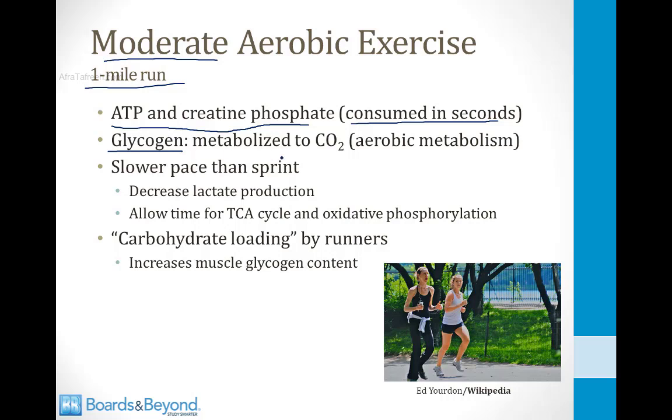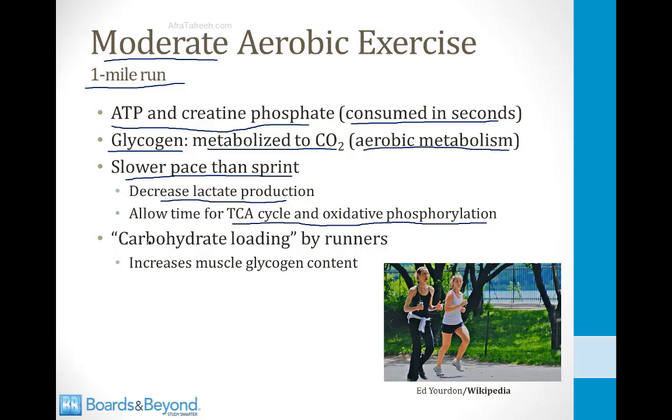In other words, they can metabolize the glycogen all the way to carbon dioxide. This is aerobic metabolism using oxygen. As a result of waiting for these slower pathways, you have to run at a slower pace than in a sprint. But this is nice on your body because there's less lactate production and it allows time for the TCA cycle and oxidative phosphorylation to occur.